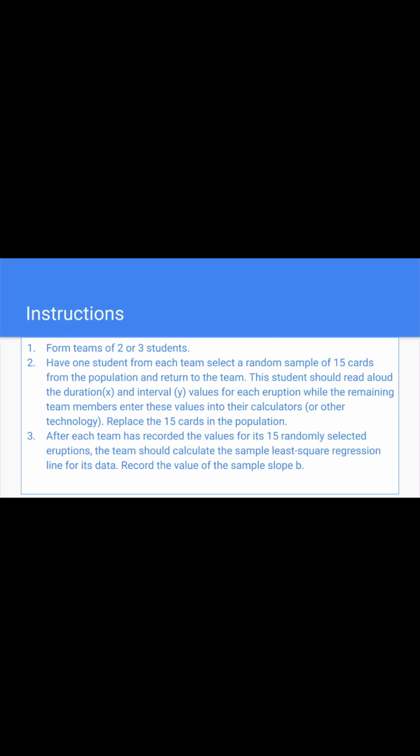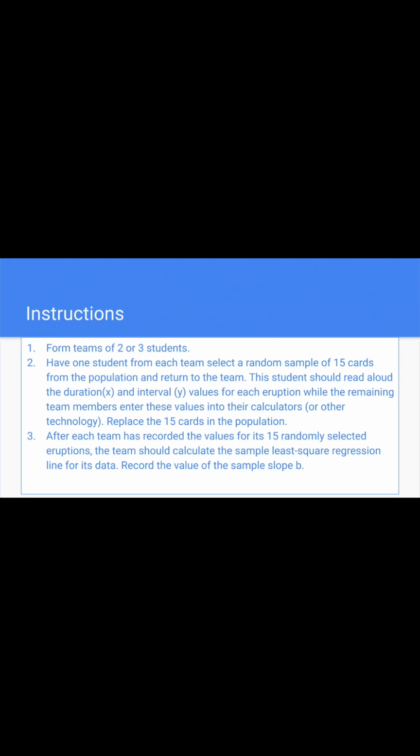Step 2. Have one student from each team select a random sample of 15 cards from the population and return to the team. This student should read aloud the duration x and interval y values for each eruption, while the remaining team members enter these values into their calculators or other technology. Replace the 15 cards in the population. After each team has recorded the values for its 15 randomly selected eruptions, the team should calculate the sample least squares regression line for its data. Record the value of the sample slope b.